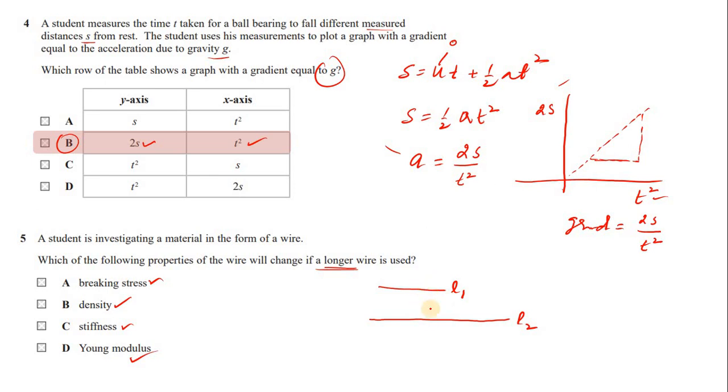So for both the wires, even though lengths are different, breaking stress will be the same for both. Density, of course, will be the same, because it depends on what type of material these wires are made of. Similarly, Young modulus for both the wires will be the same. But if you find the stiffness for both wires, then stiffness will be different. So stiffness is the one which is affected by the dimension or the size. So option is C.